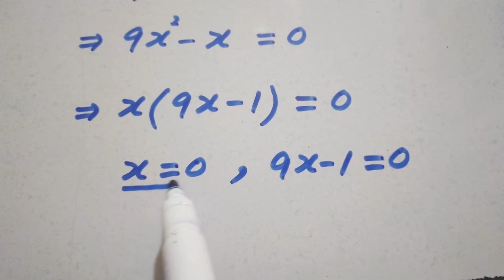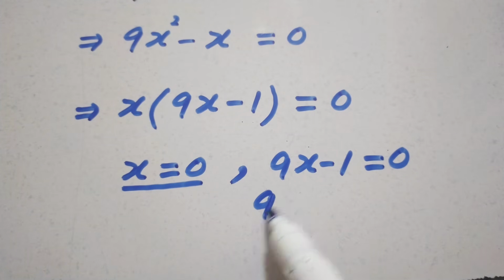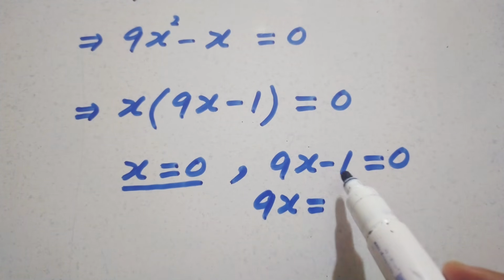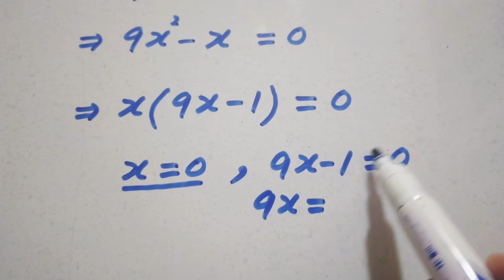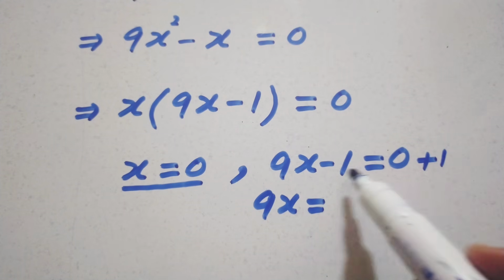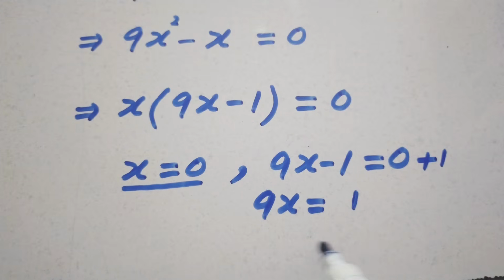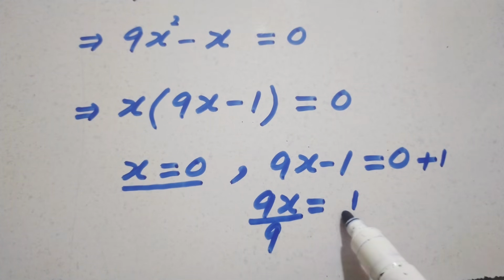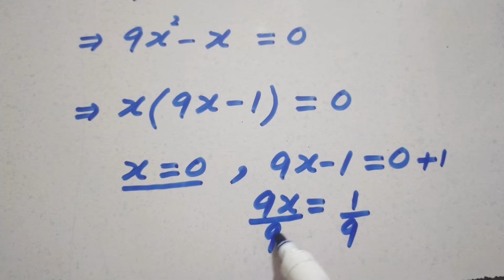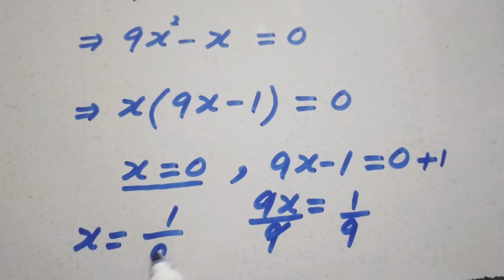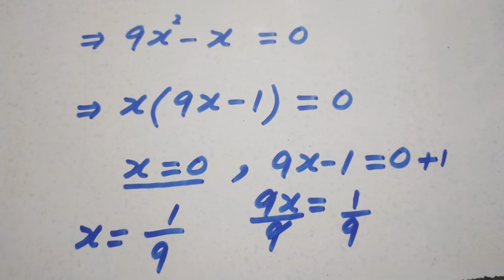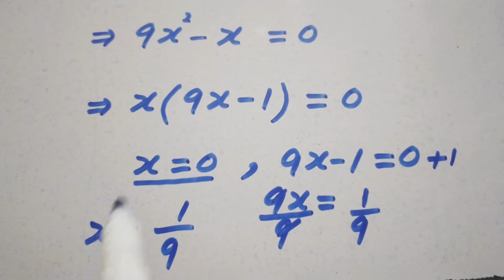So this is the first value, and from this we get 9x is equal to 0 plus 1, because by moving negative 1 from the left hand side to the right hand side it becomes positive. So 0 plus 1 which is 1. In the next step, dividing both sides by 9 to find the value of x, we get x is equal to 1 by 9. In the first method, we have found two values of x. The first one is x is equal to 0 and the second value of x is 1 by 9.